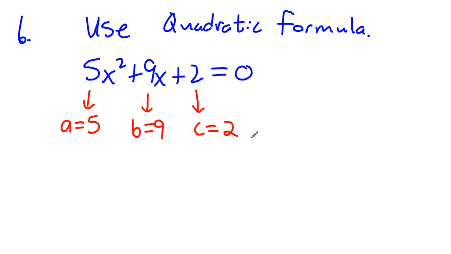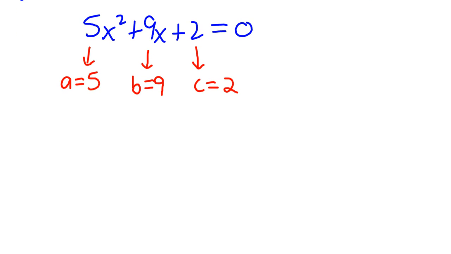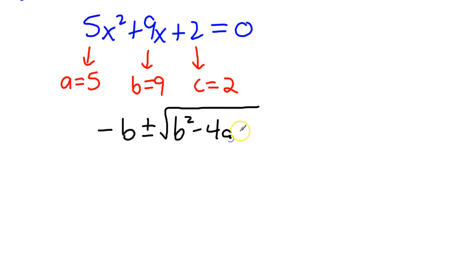Okay. First thing is, you've got to have the a, b, and c values, and as long as it's in descending order, a is in front of x squared, the b is in front of x, and the c would be the last number at the end. And from there, you're just going to plug everything into the formula. Okay, and there's our formula.